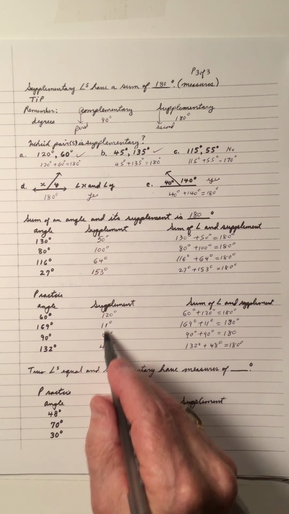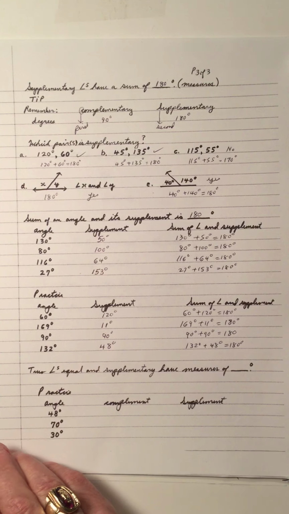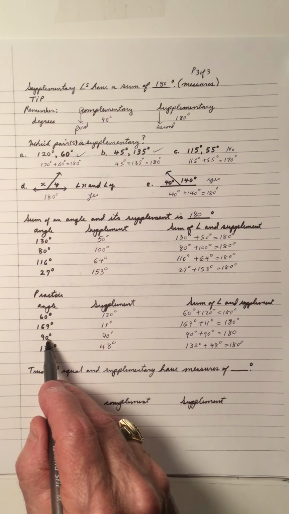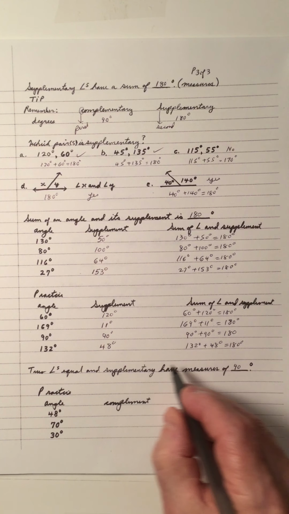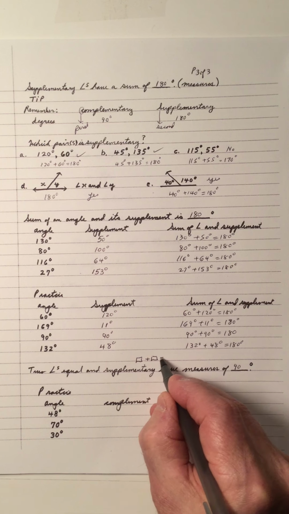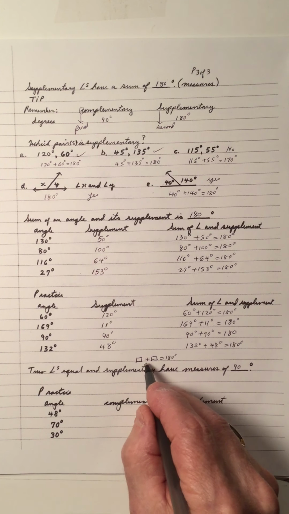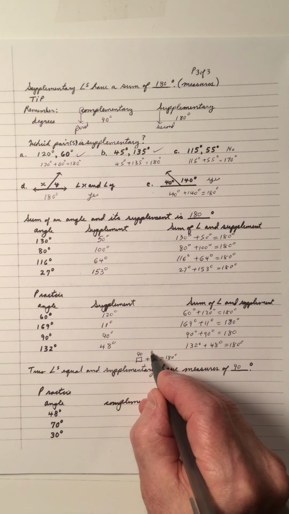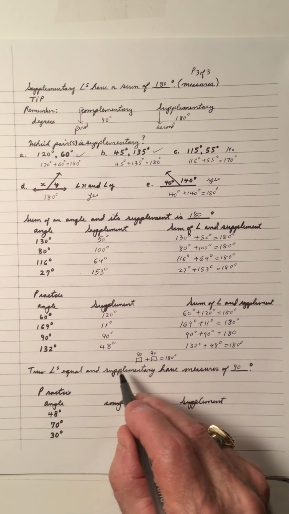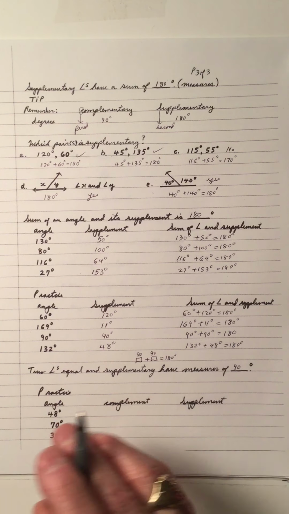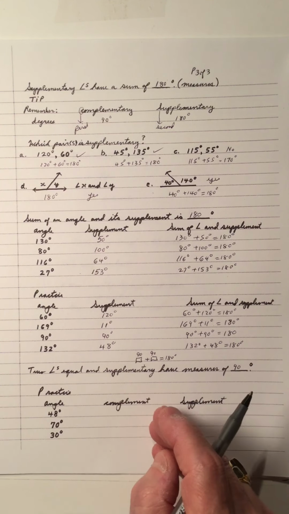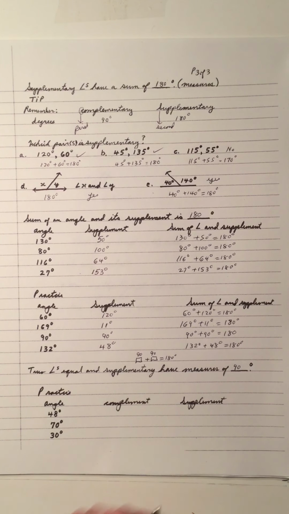So notice the supplements of these. Two angles that are equal and supplementary: well, there they are, 90. If these two angles add up to 180 and they're equal, they've got to be 90 each. So if you divide 180 by 2, you get 90. Because they're equal, like complementary, you divide by 2 and get 45 each. Supplementary, divide by 2, you get 90 each.